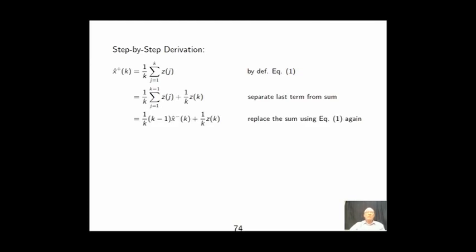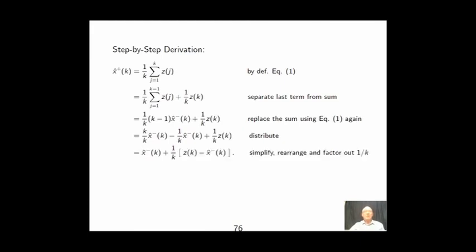Then we replace the sum using that definition, because we now know that the sum of the k minus 1 terms is just k minus 1 times the previous estimate. Then we do a little algebra to distribute the quantities across the k minus 1. Then we rearrange and factor out the factor of 1 over k. Now this formula here on the bottom, this very last one, is essentially what the formula for the update of a Kalman filter looks like.